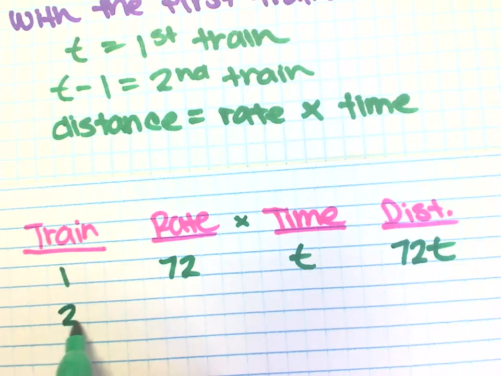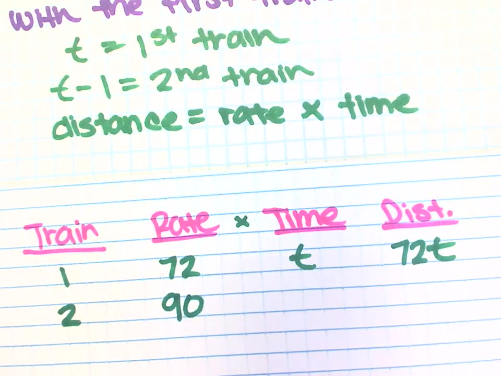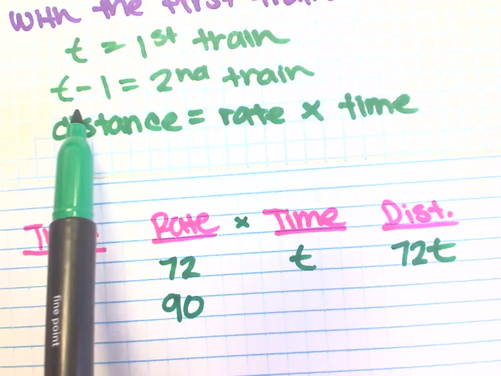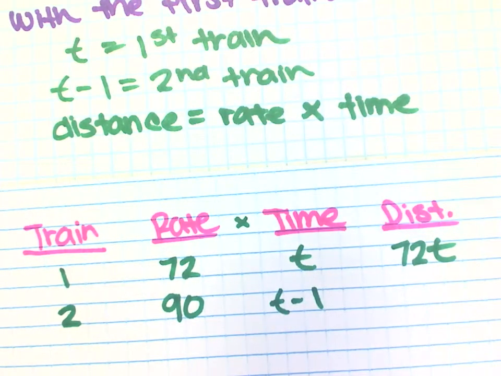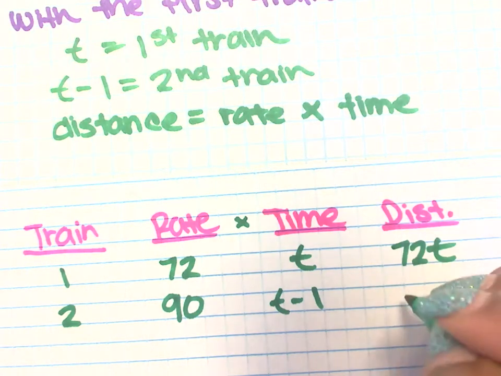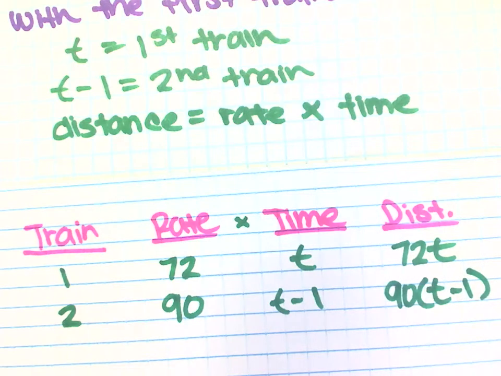Train number 2. How fast does that train go? 90 miles an hour. What did we say represented the second train? T minus 1. So if I multiply, because rate times time is distance, I set it up here. So what's 90 times T minus 1? Well, let's just say 90 times the quantity of T minus 1. Does everyone see where I got those numbers? Yes. Okay.